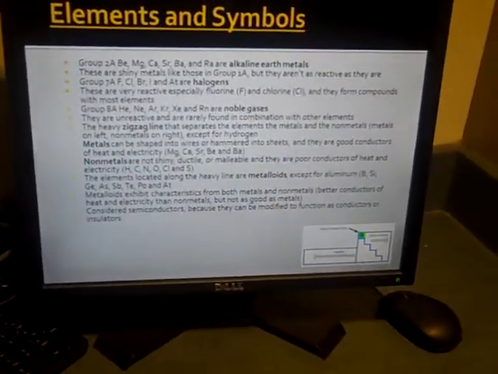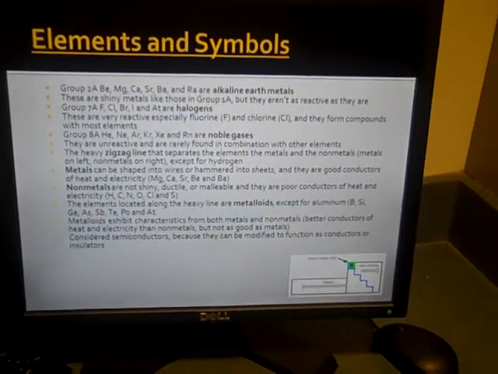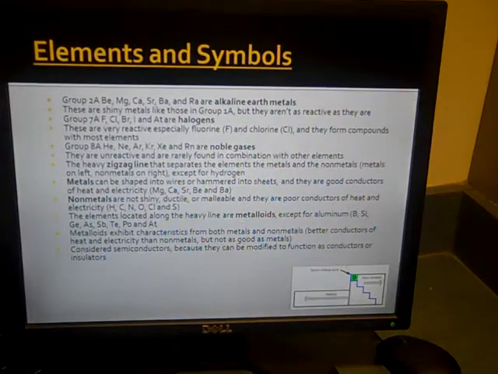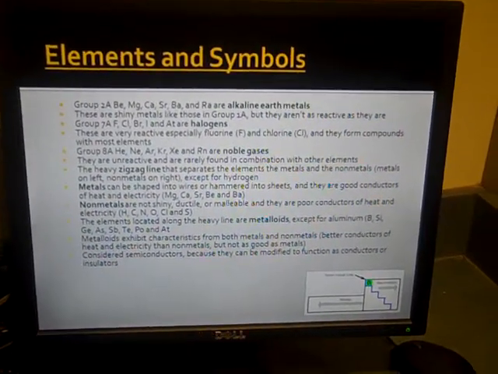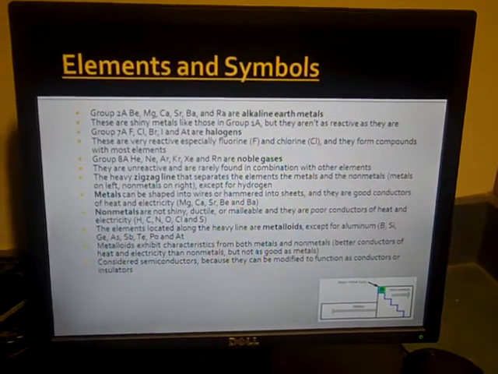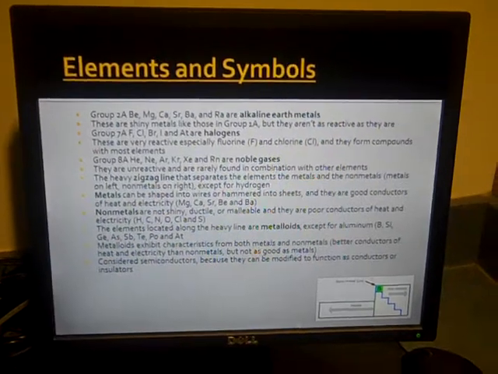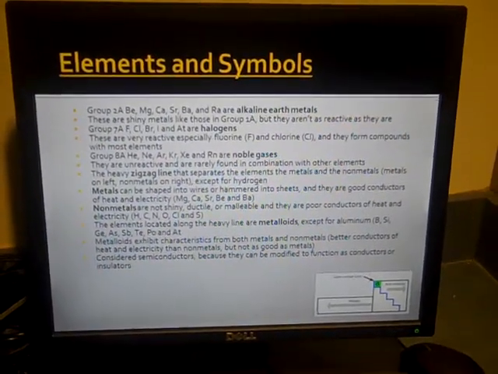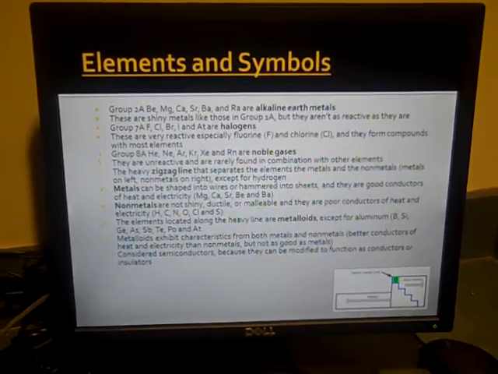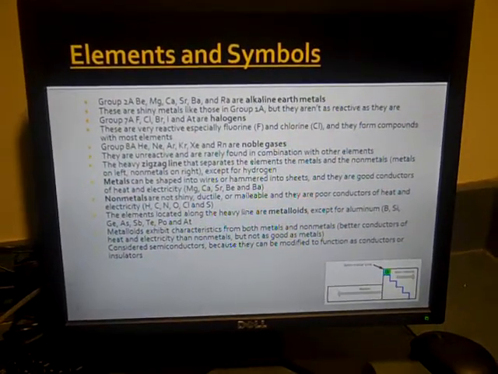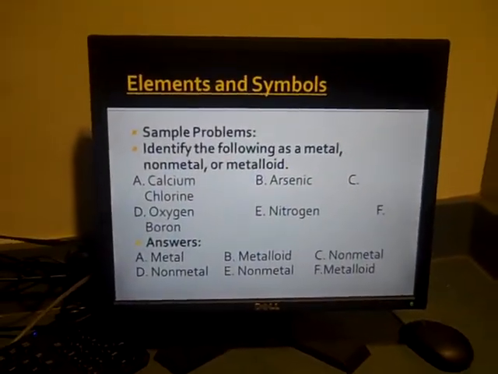The elements located on the heavy line are metalloids, except for aluminum, and they include B, Si, Ge, As, Sb, Te, Po, and At. Metalloids exhibit characteristics from both metals and nonmetals. So they are better conductors of heat and electricity than nonmetals, but not as good as metals. They are also considered semiconductors because they can be modified to function as conductors or insulators. And here are some sample problems along with the answers.